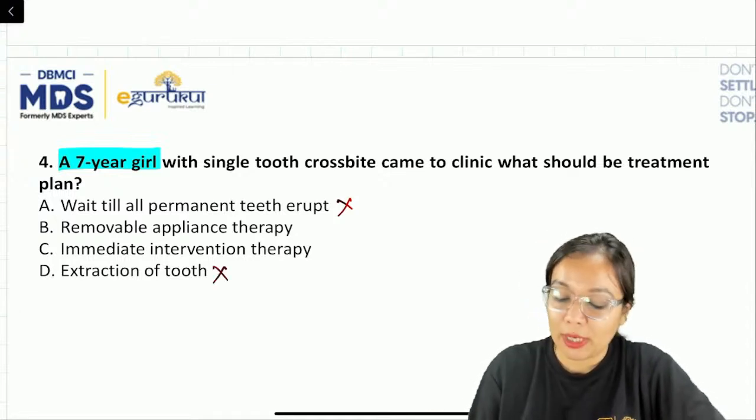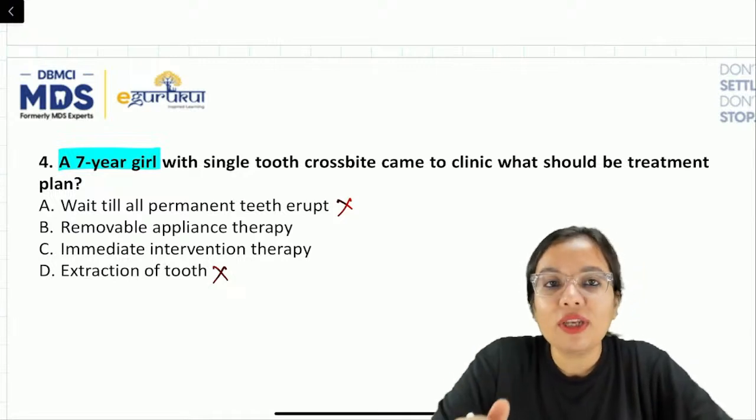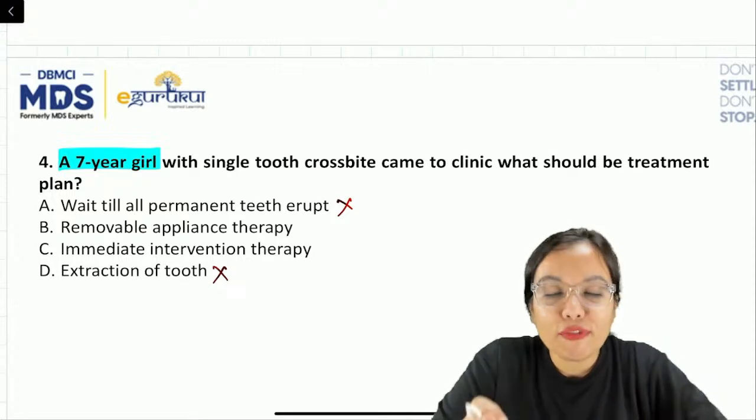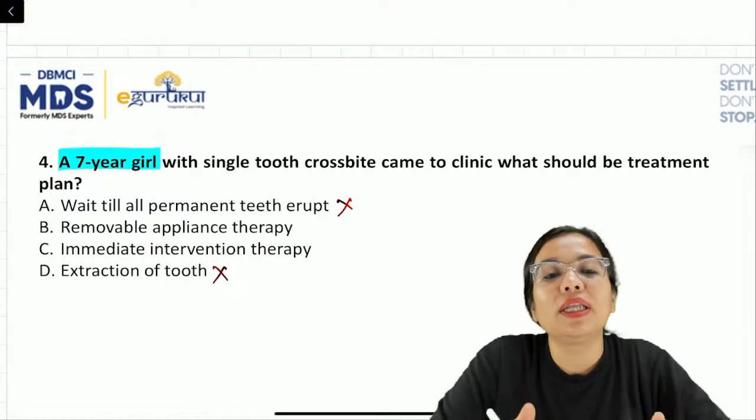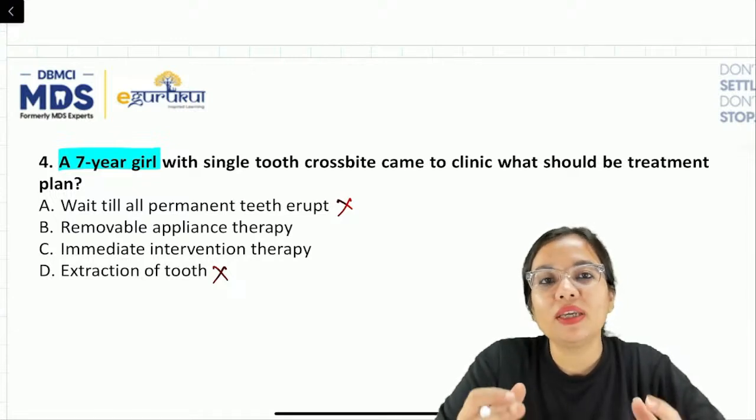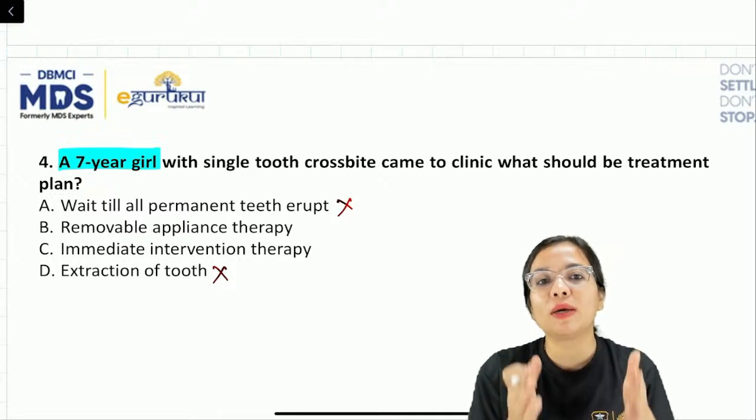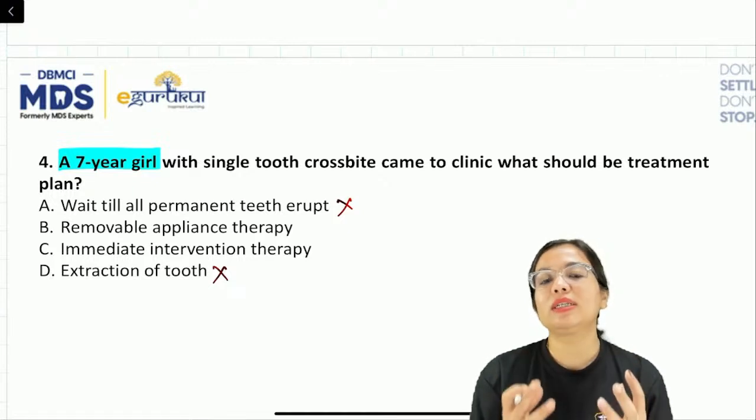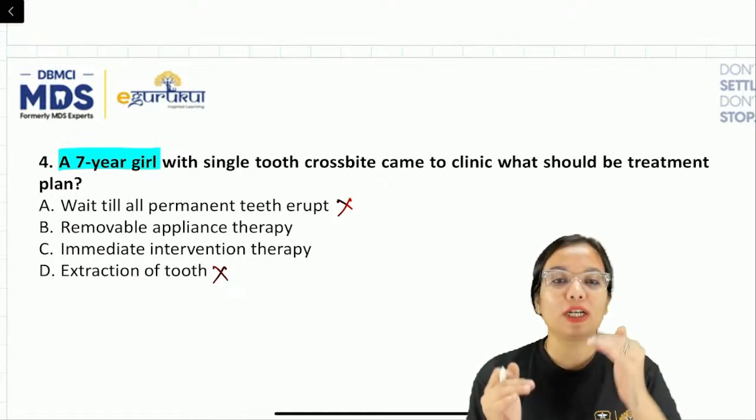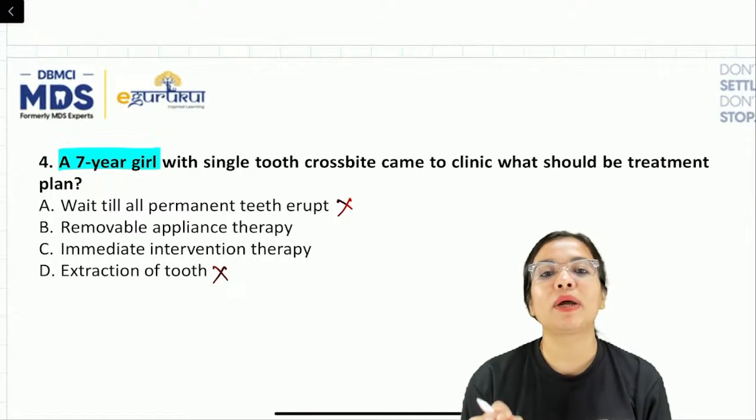It's just a crossbite. So now when we compare B and C, since it is a 7-year-old girl, you have to take into consideration the fact that the tooth is partially erupted. So when it is a 7-year-old girl, the tooth might not have been completely erupted because the eruption ranges from 6 to 8 years. Okay, so you have to consider that probably the tooth might be partially erupted. So when it is partially erupted, just straight away giving a removable appliance might not work.